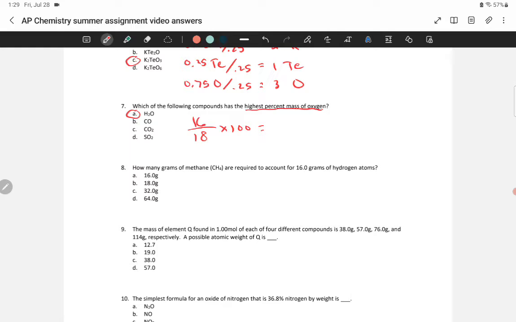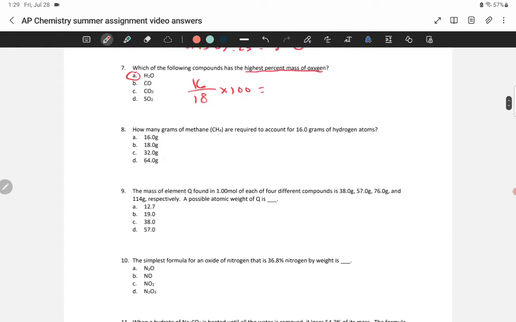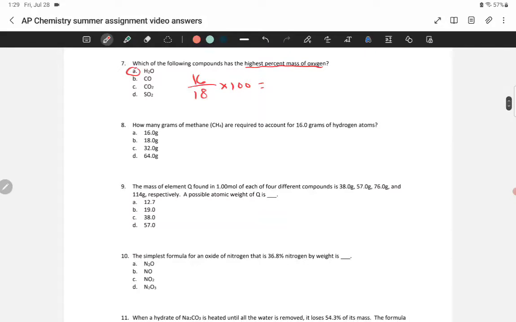Let's see here. Number 8. 16 grams of hydrogen. How many grams of methane are required to get there? So I think this is a little bit of a factor label question. So 16 grams of hydrogen were given. And I just divide that by 1 so I can tell whether I am going to be multiplying or dividing 16, so I don't lose track of what I'm doing there. And I'm going to convert that to moles. And on the periodic table, it's about 1 gram.